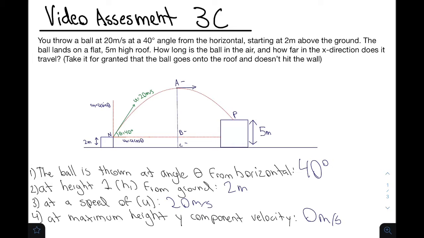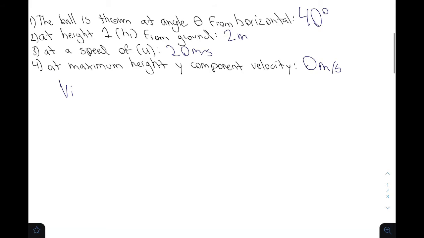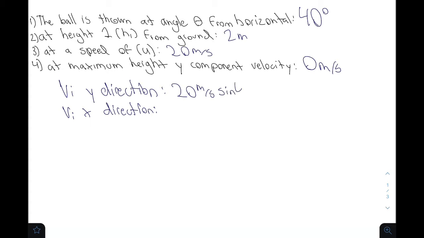So what we're going to have to find is the initial velocities in the x direction and the y direction. We can do this using vector math. In the y direction, it's going to be the initial velocity times sine theta of the angle, so 20 meters per second times sine 40. And for the x, it's the same thing, but cosine 40.